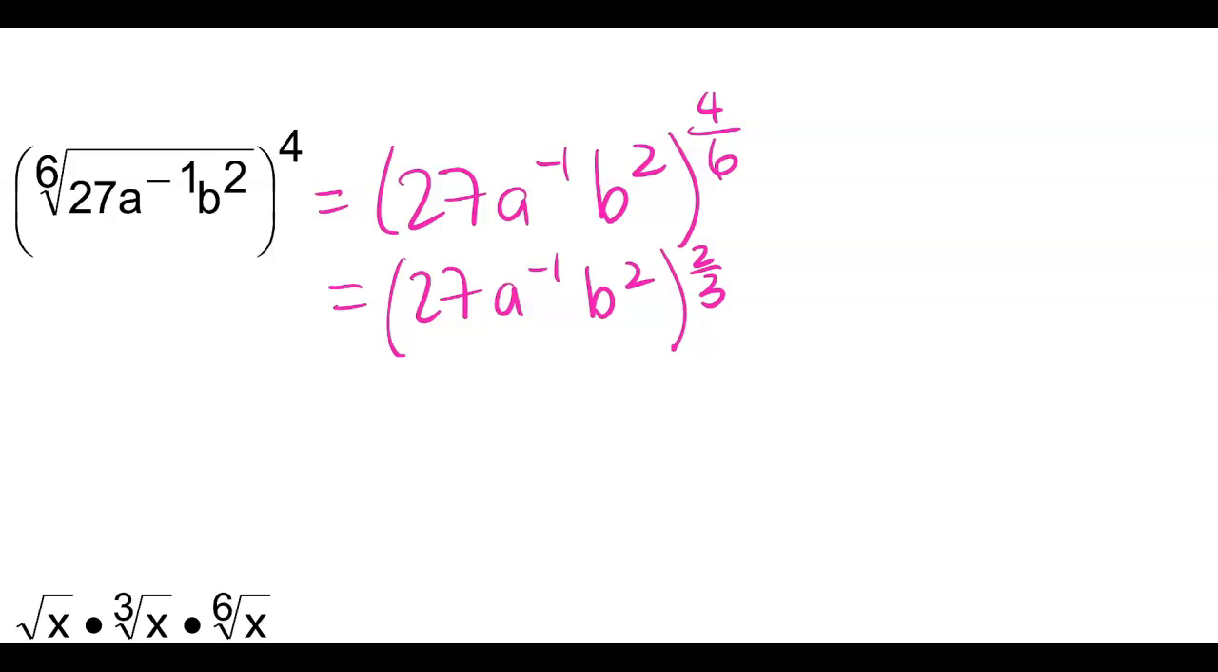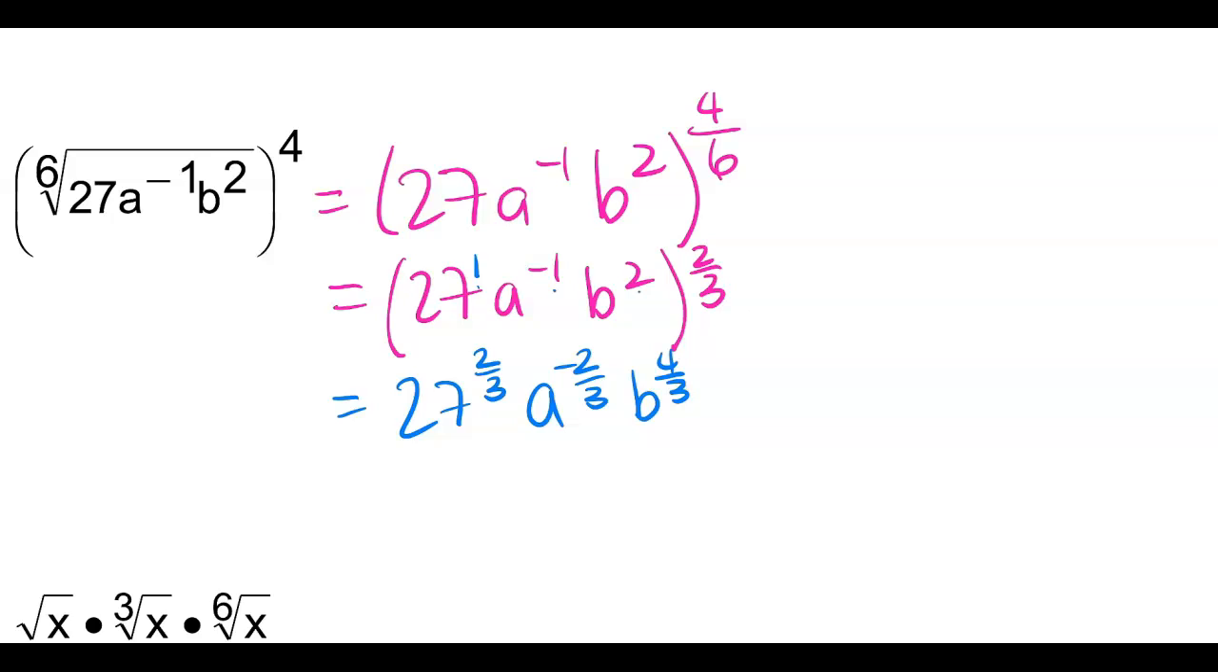Once you have this, we can distribute that negative 2/3 to each of the exponents on every variable and coefficient. 27 is a coefficient. Since 27 is a coefficient, it's understood, unless it says otherwise, to have an exponent of 1. So I'm going to rewrite my exponent of 1 right here and multiply 27 by 2, negative 1, and positive 1. So 27 raised to the 2/3 power, a raised to the negative 2/3 power, and b raised to the 4/3 power.